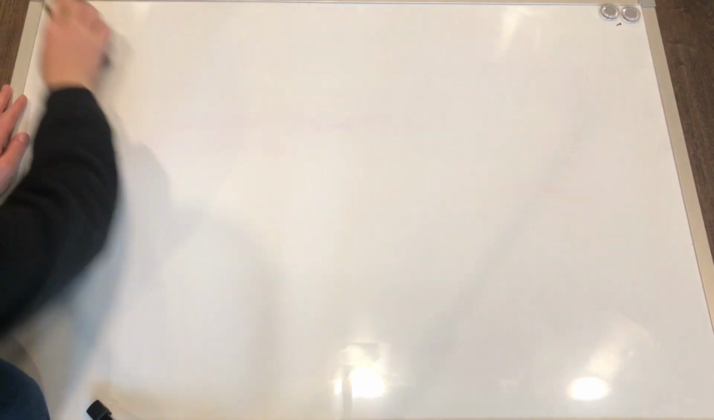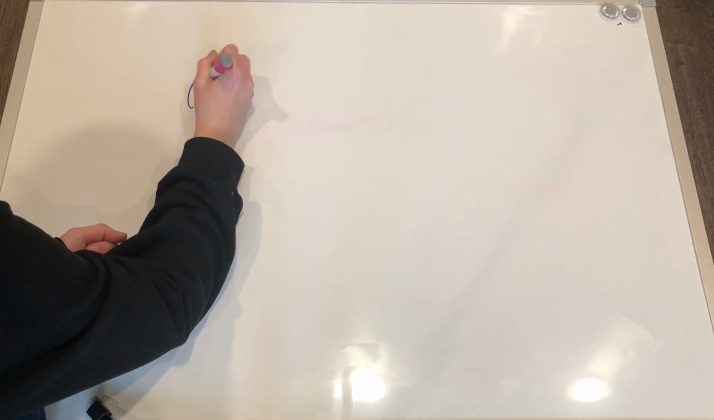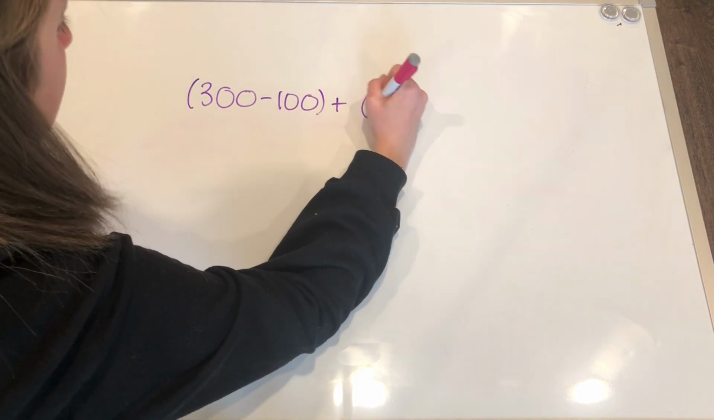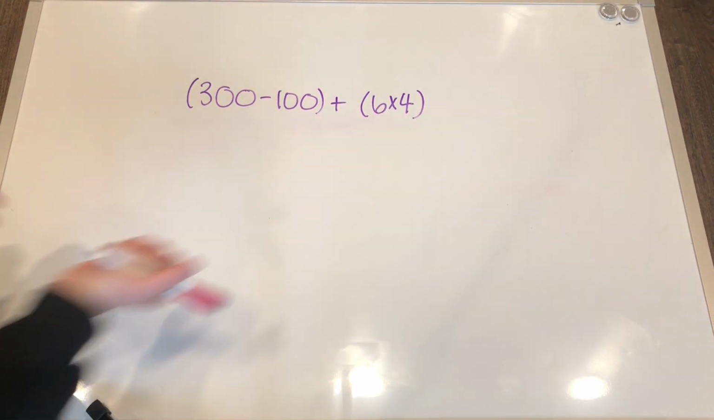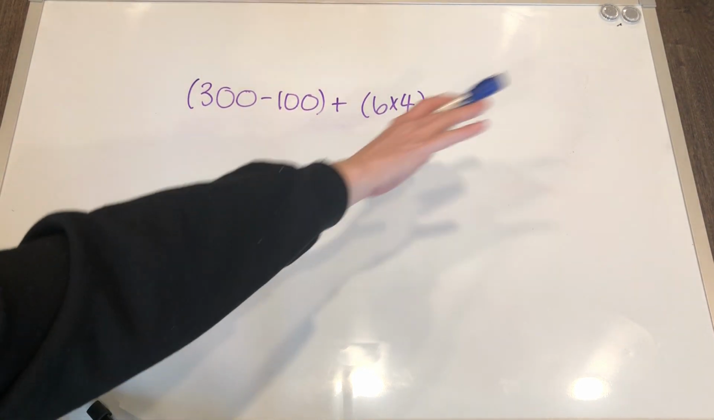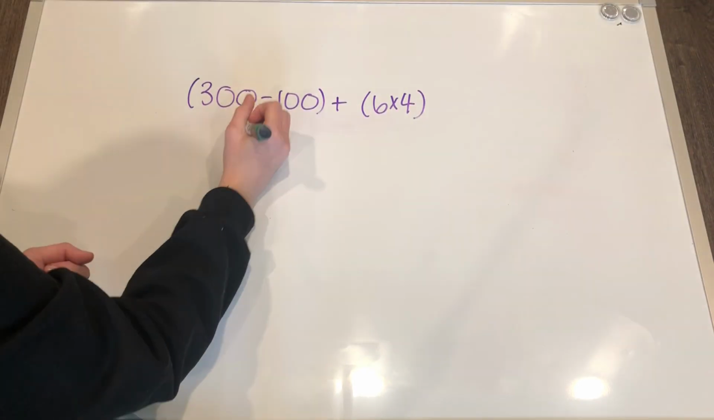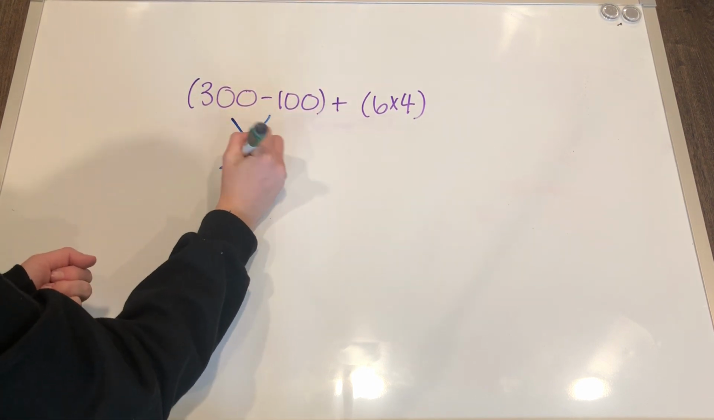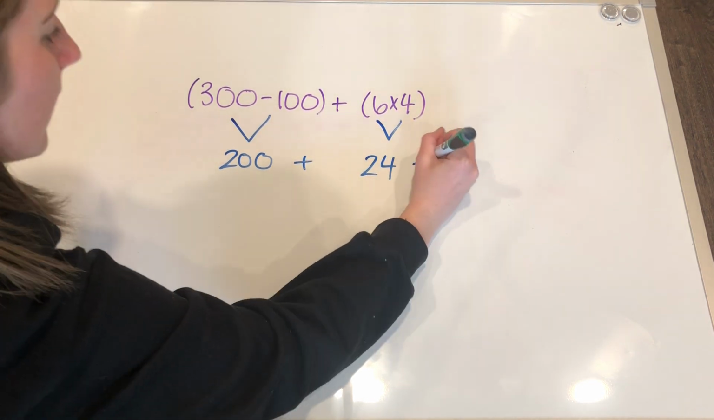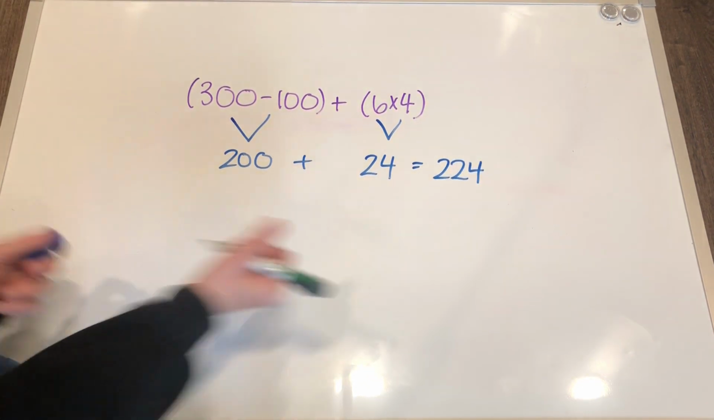Now we may have something where we end up having 2 parentheses in our problem, such as 300 minus 100 plus 6 times 4. When things are in parentheses, it means we have to do them first. But if we have 2 parentheses, we're going to start from the left side and work our way over. So I'm first going to do this parenthesis, 300 minus 100 is 200, and then 6 times 4, which is 24, and then I'm going to add them together to get 224.